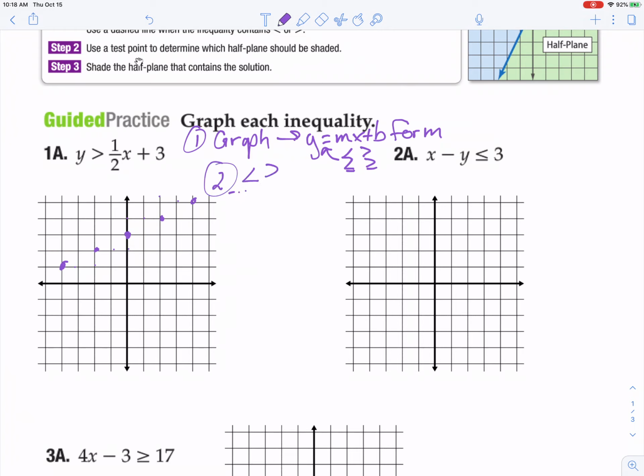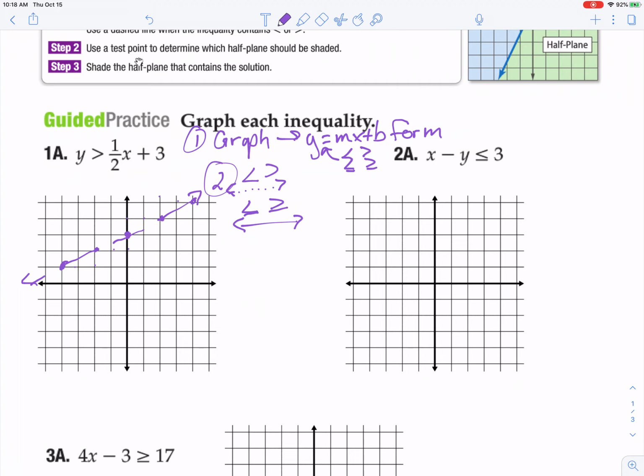Dashed lines and solid lines. Like that. So since this one is just a greater than sign, it doesn't have the equal part, this is going to be a dashed line. So just kind of do your best to dash that like so.